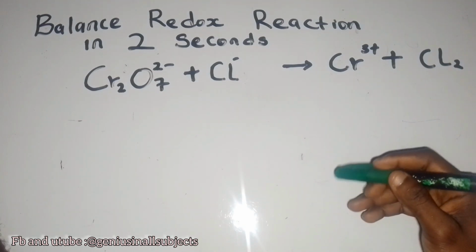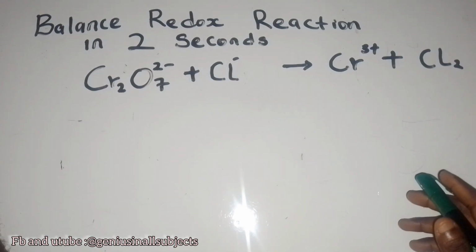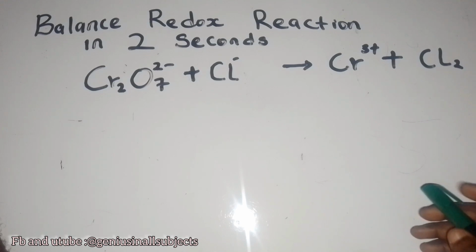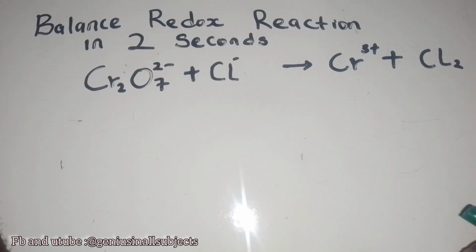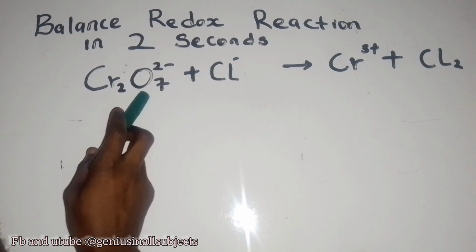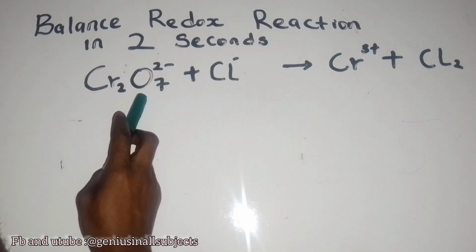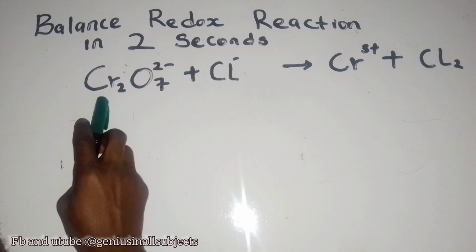So let's go forward to balance this equation. I'm going to teach you how to balance this equation in just 2 seconds, so stick with me. One thing you need to understand is this: in a redox reaction, if there's oxygen, the reactant with the oxygen is oxidized, because oxygen oxidizes an element. So in this case, oxygen has oxidized chromium.